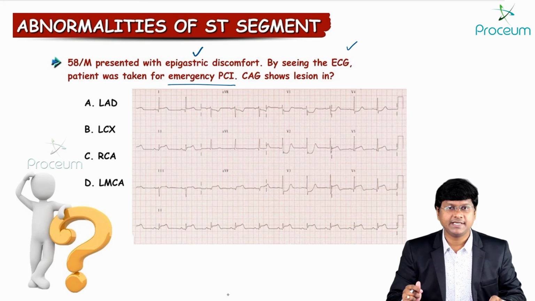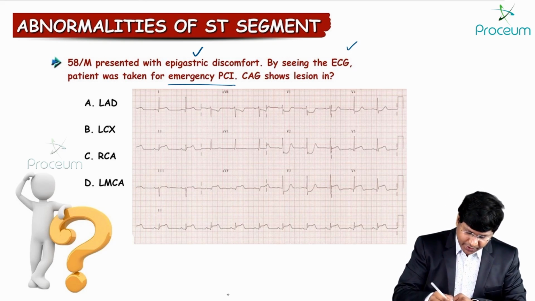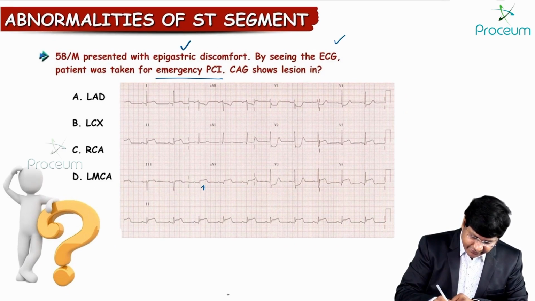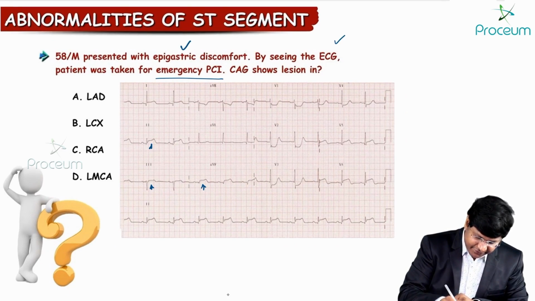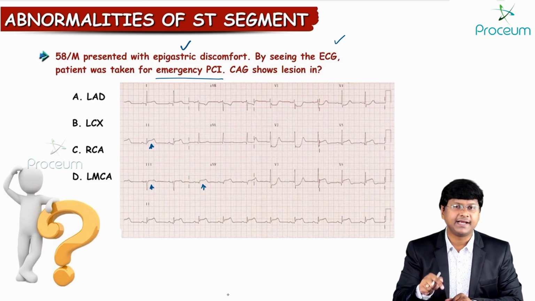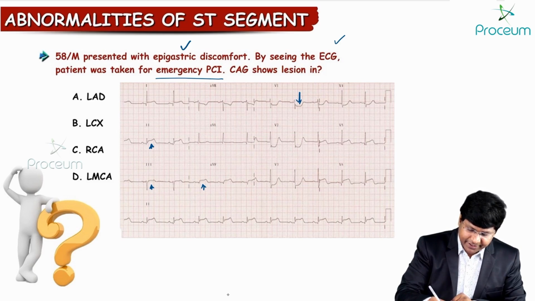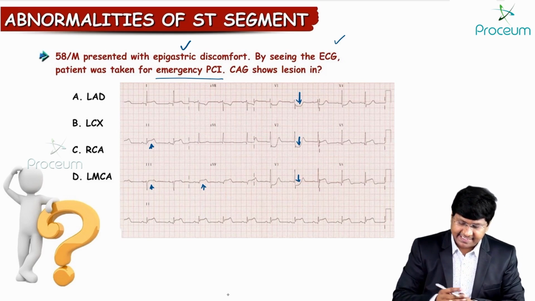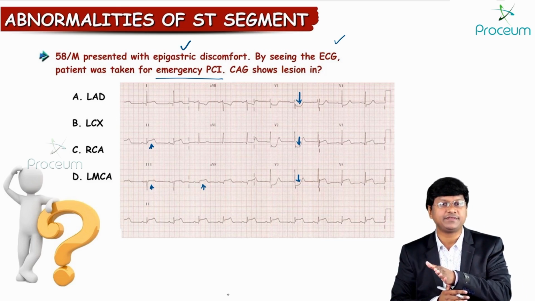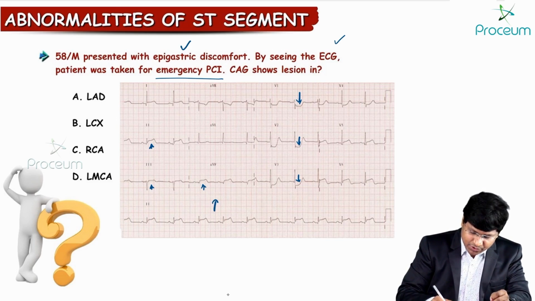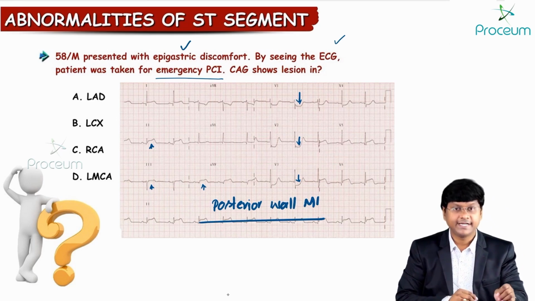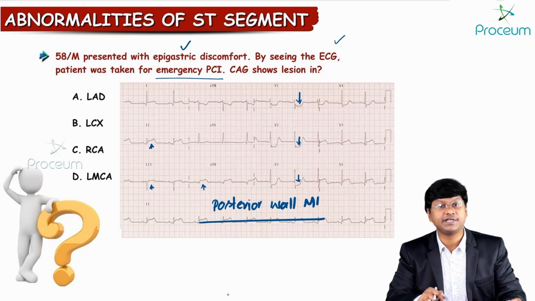See, what is it that you are seeing in this patient? You are able to make out that there is very minimal ST segment elevation in the inferior leads. But along with that, you are also able to make out the flat ST segment depression, right? Flat ST segment depression from V1 to V3. So you will have that in case of the posterior wall MI. So this is the ECG of the posterior wall MI.